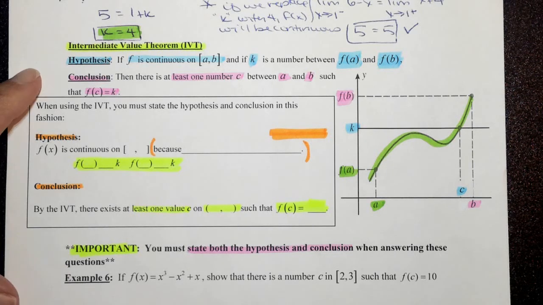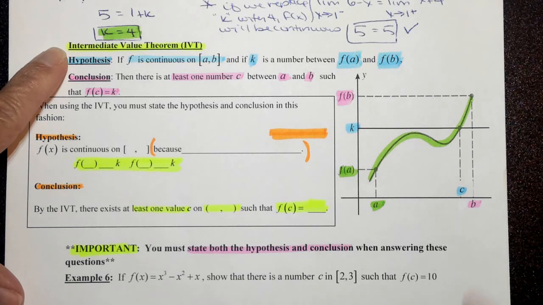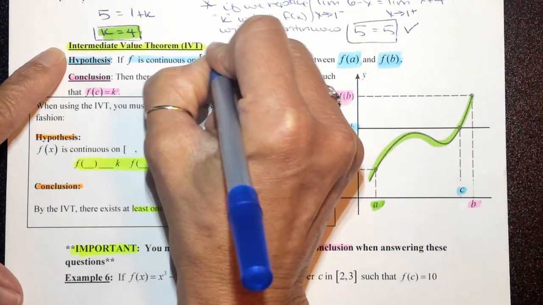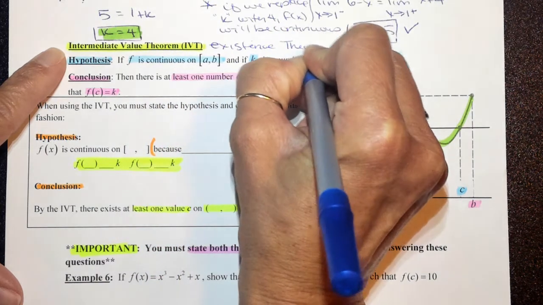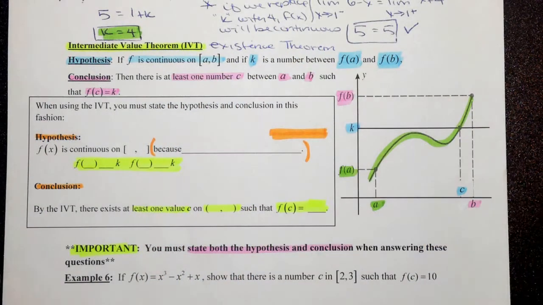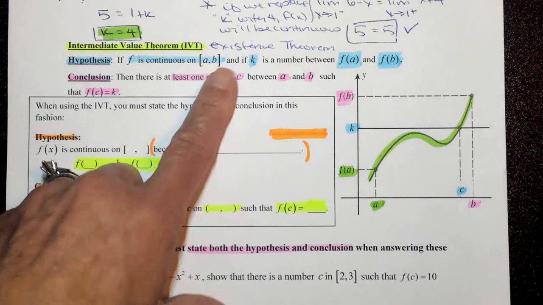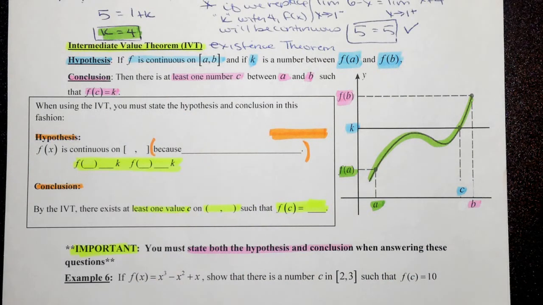Okay, so what we're going to discuss here is the intermediate value theorem, which is really known as an existence theorem. This is an extension of continuity, and it's known as an existence theorem because we're not asking you to specifically find a value. We're asking you to show that something exists, and that's it. But there are some steps that you have to use to prove that.